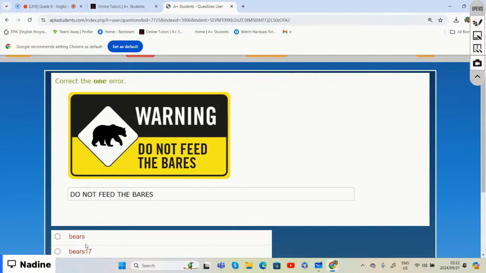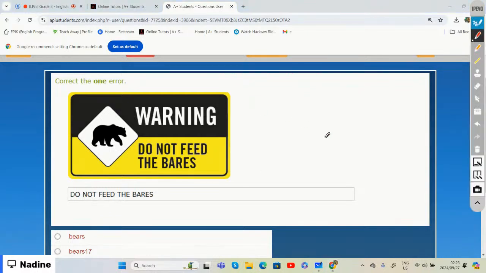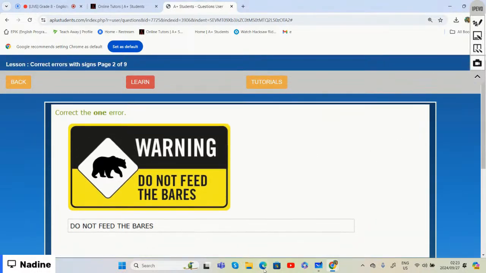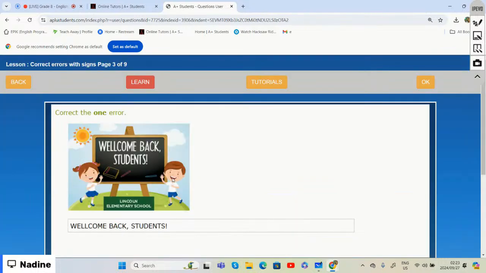And if we were to choose the correct option, firstly, if we look at the word bears, it is spelled incorrectly, because it shouldn't be BARES. Bears is written BEARS. So we are going to choose option one. Yes, well done. Option one is correct because that word bears is spelled wrongly or incorrectly.